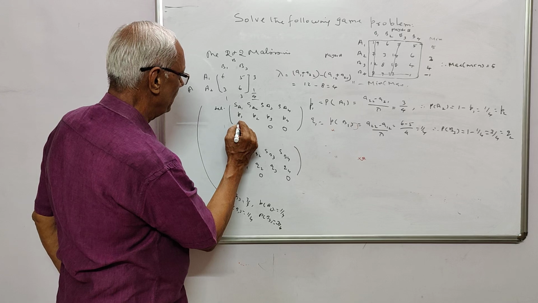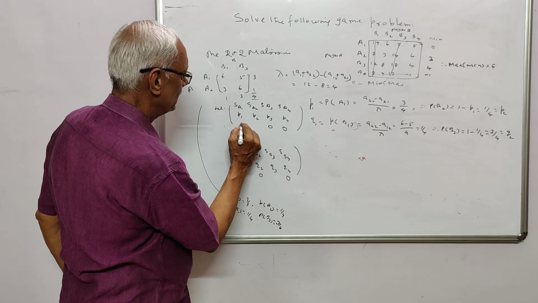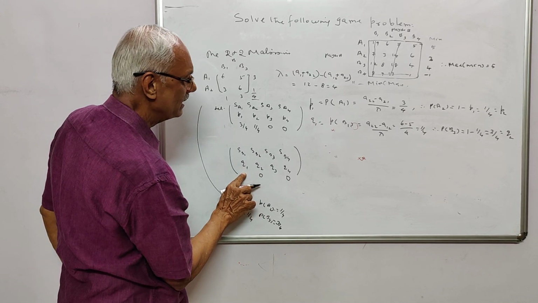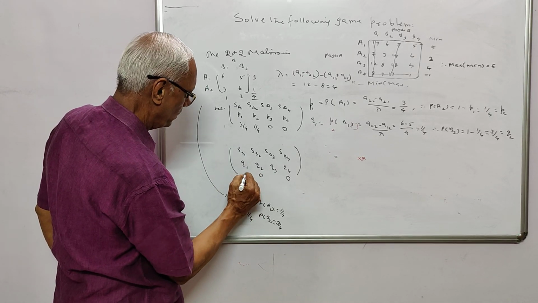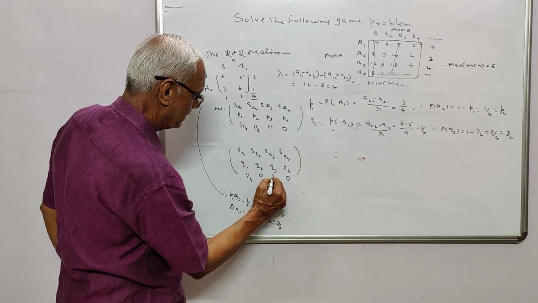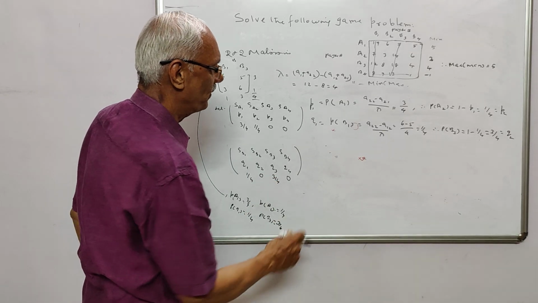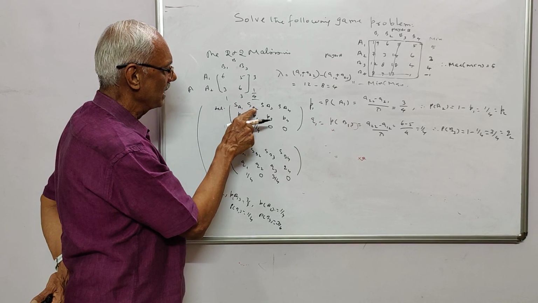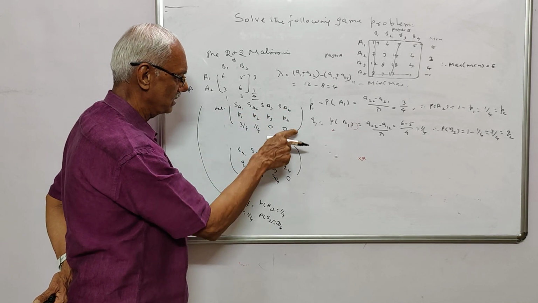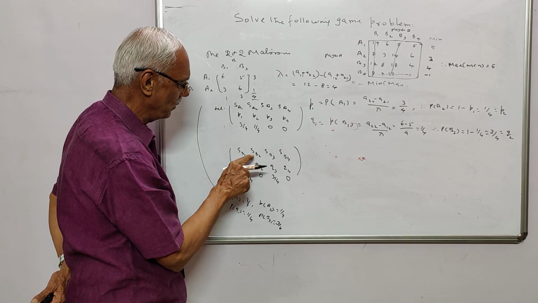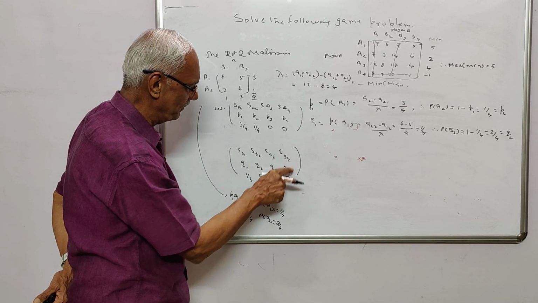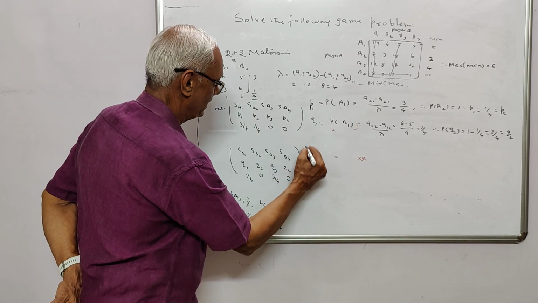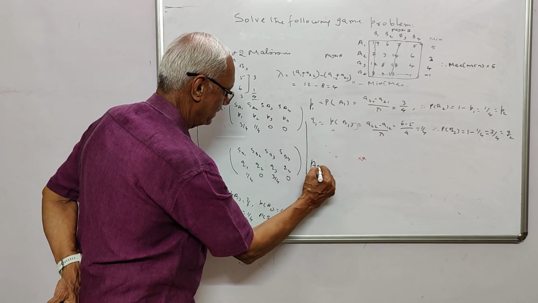So what is the value of this? P1 is 3 by 4, P2 is 1 by 4, Q1 is 1 by 4, and this is 3 by 4. So we are finding the probabilities with which the strategies A1, A2, A3 and A4 will be used, and the probabilities with which B1, B2, B3, B4 will be used. So this is one set of answers. So this is our answer.